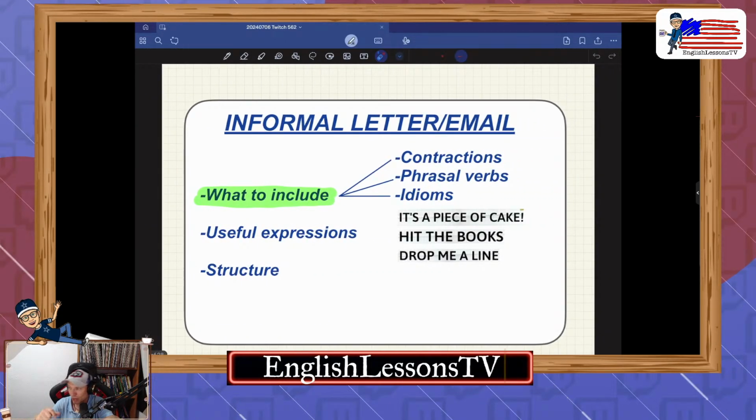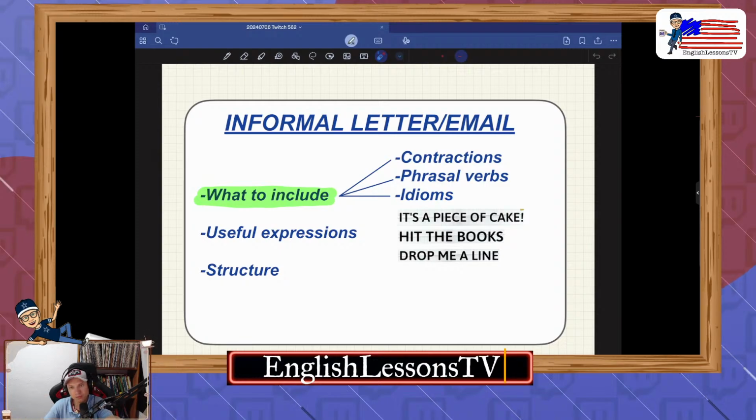Let's go to what else to include. You can include idioms because idioms are expressions that imply culture, that you have learned about the culture of the country. One thing that you can use, for example, I'm giving you three. It's a piece of cake. It's a piece of cake, which means it's very easy. Could you tell me how to get around in Barcelona? Well, going around Barcelona is a piece of cake.